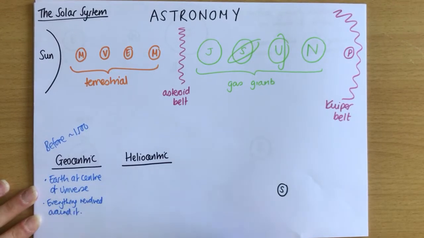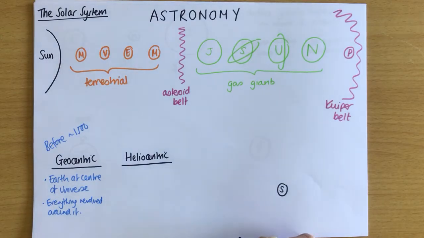Now, it's kind of understandable why people thought this, because if you look at the sun and the moon over the day, we can see that they go up in the sky and back down in the sky. They seem to rise and set. It gives the idea that maybe they're going around the Earth. The same with the stars. If you look at the stars over the course of a night, they will spin around on an axis.